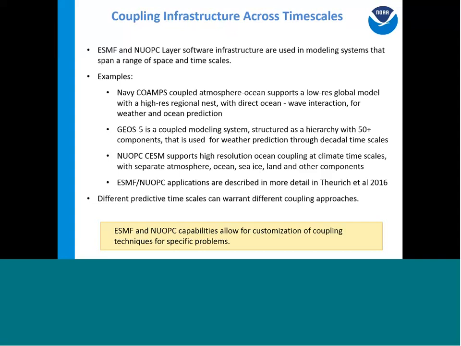GS5 is probably the closest thing that the U.S. has to a unified modeling system, or the one that maybe spans the greatest range of timescales. It is used for weather prediction through decadal timescales. It's structured as a hierarchy with more than 50 components, where a component can have subcomponents.